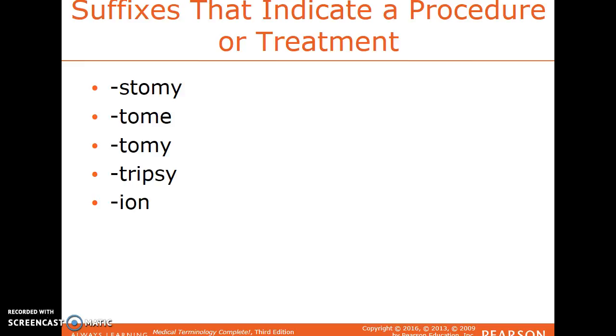Tome, T-O-M-E, and tomy are closely related. T-O-M-E is a cutting instrument. Tomy is the incision that it makes. Tripsy is surgical crushing, like lithotripsy. And ion again is the process, like ovulation is the process of ovulating.